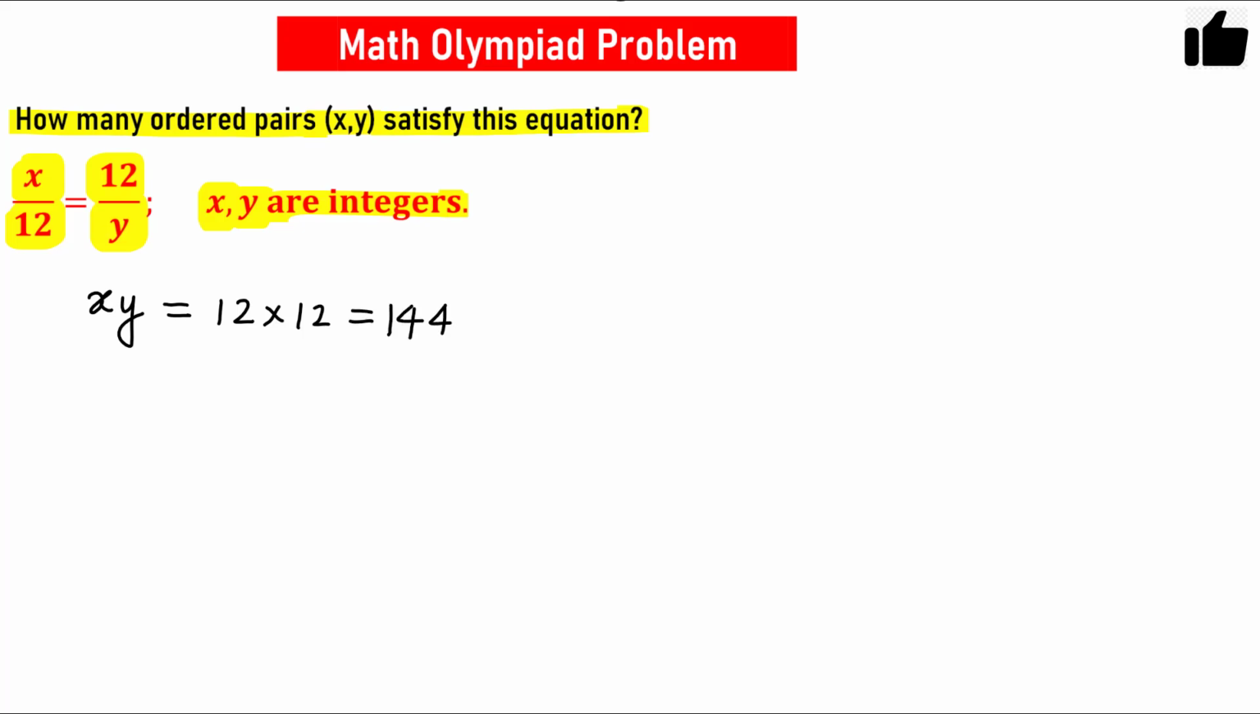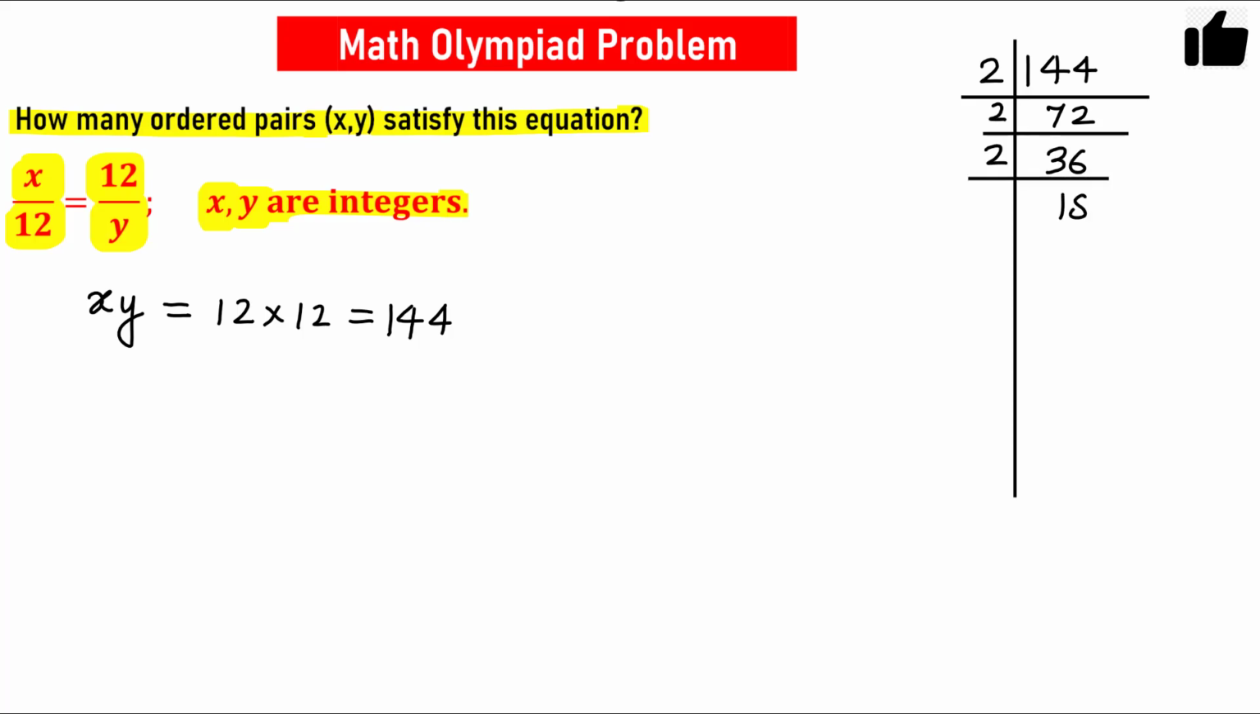Now let us find the factors of 144. You can divide by 2, so this will be 72. You can further divide by 2, 36, divide by 2, 18, divide by 2, 9. Now you can divide by 3, so this will be 3. So basically 144 can be written as 2 raised to the power 4, since you have 4 times 2, times 3 raised to the power 2.